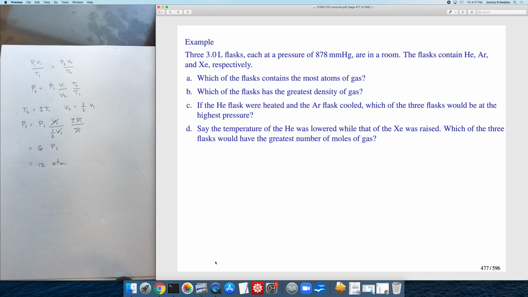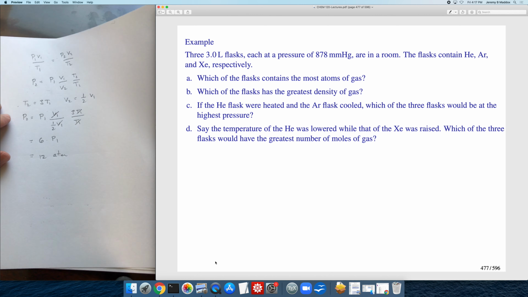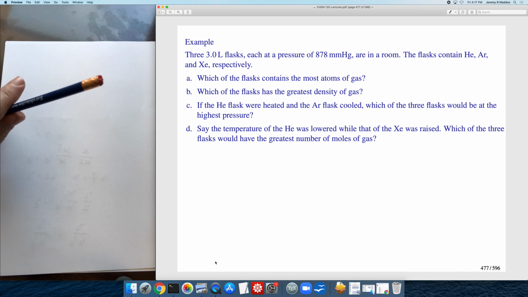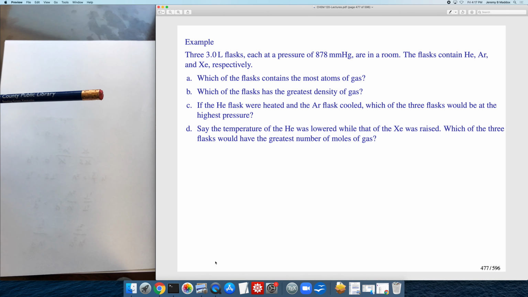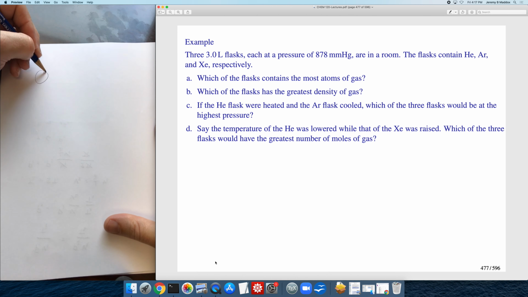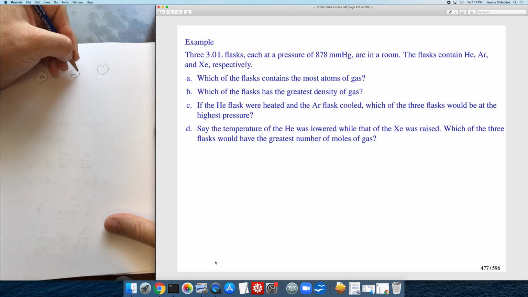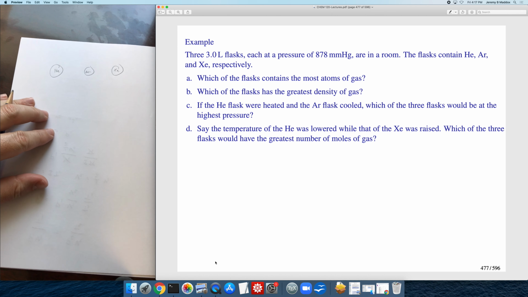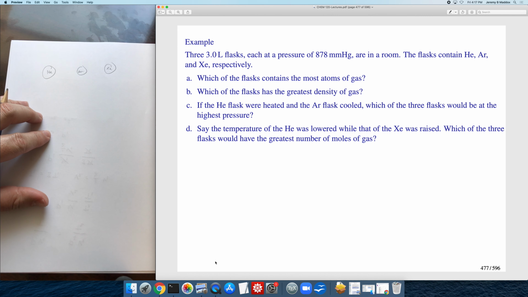This is a conceptual problem. Okay. So we've got 3 flasks, each have a volume of 3 liters, and they're each at a pressure of 878 millimeters of mercury. One flask contains helium, the other one contains argon, and one contains xenon. Right. So here I'll just draw a picture. Here's our 3 flasks. They all have the same volume, despite my drawing. Helium, argon, and xenon. Okay, which of the flasks contains the most atoms of gas?